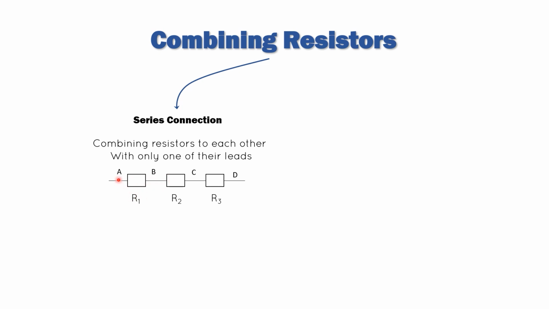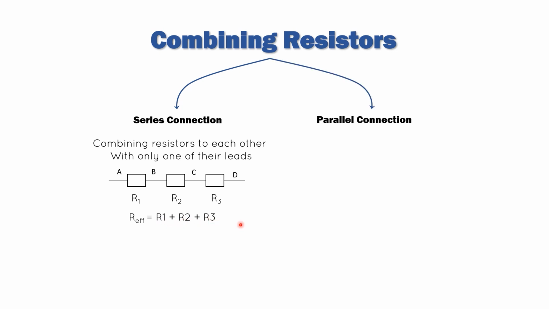R1 is the resistance felt between point A and B. R2 is the resistance felt between point B and C. R3 is the resistance felt between point C and D. The resistance felt across A and D is referred to as the effective resistance of the network, and it equals R1 plus R2 plus R3.